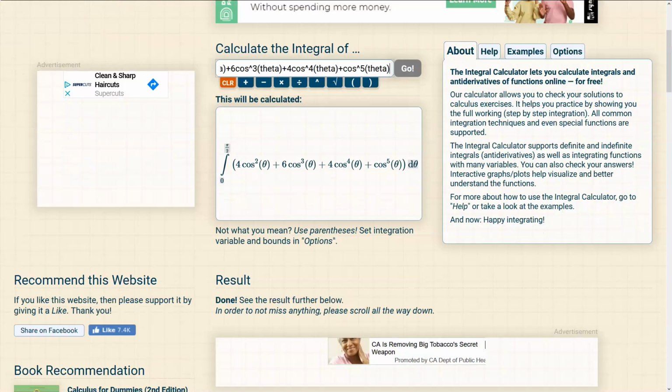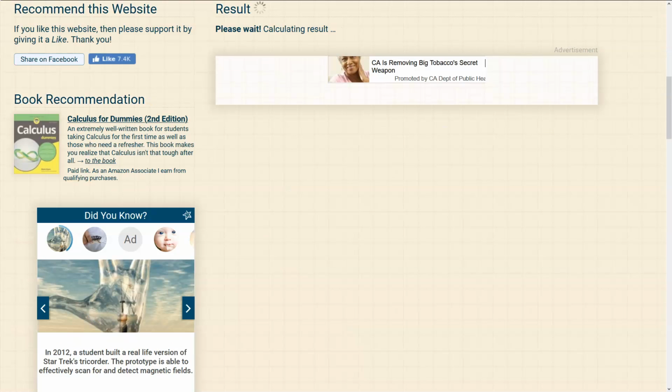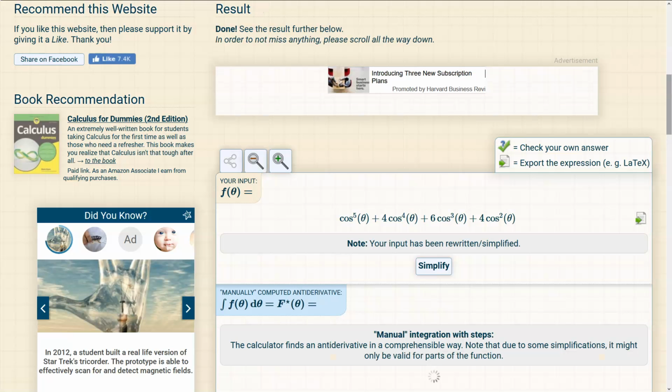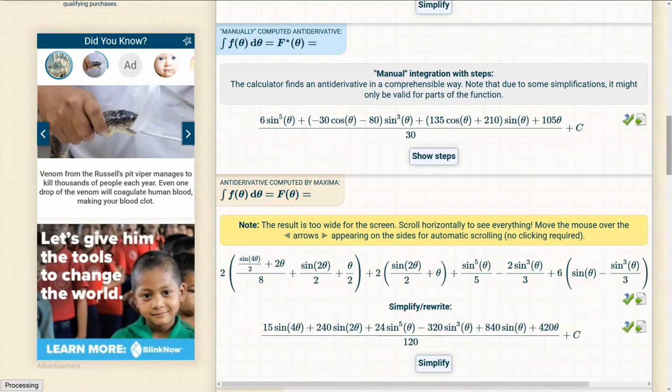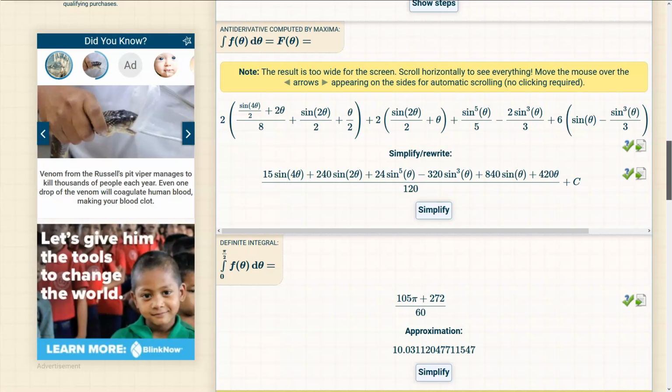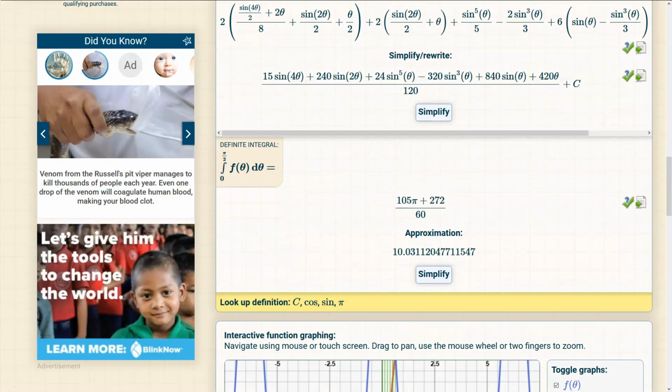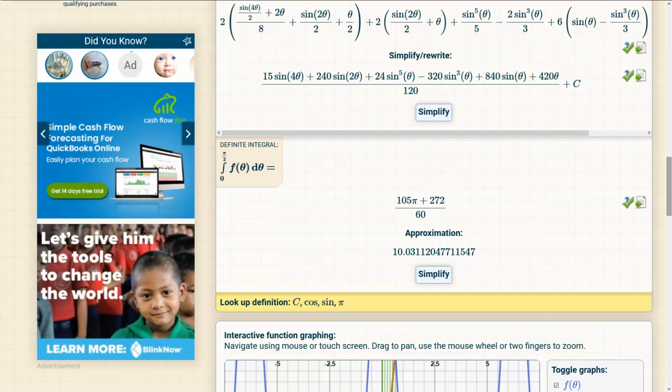So go, and we hope it takes less than 2 hours. Okay, that didn't take nearly as long. Wow. Who wants to do that? There it is. Okay, 105 pi plus 272 all over 60. Good grief. Okay, so let's put that in.